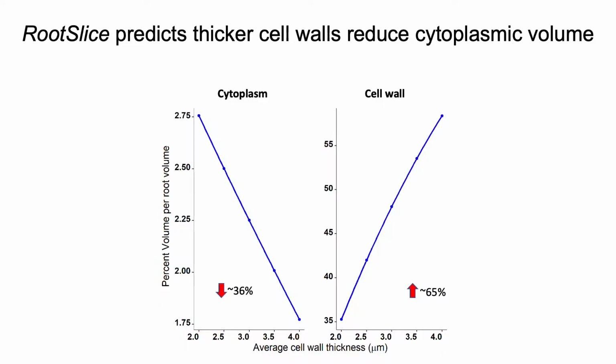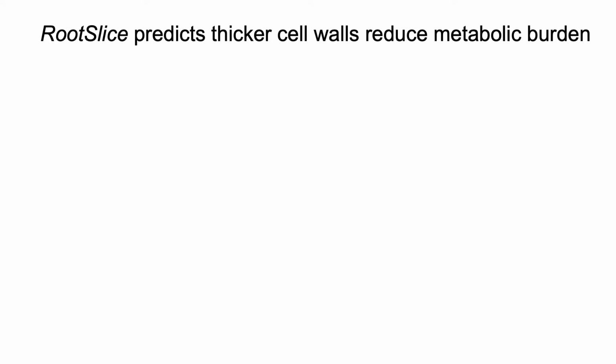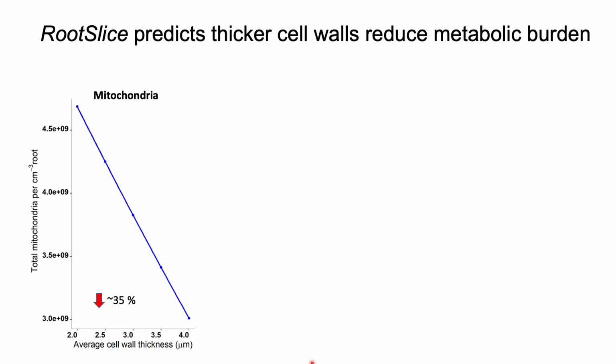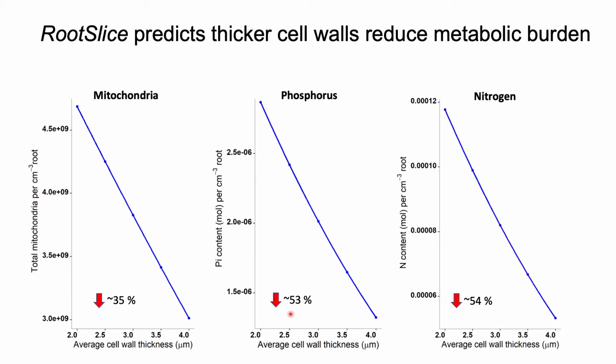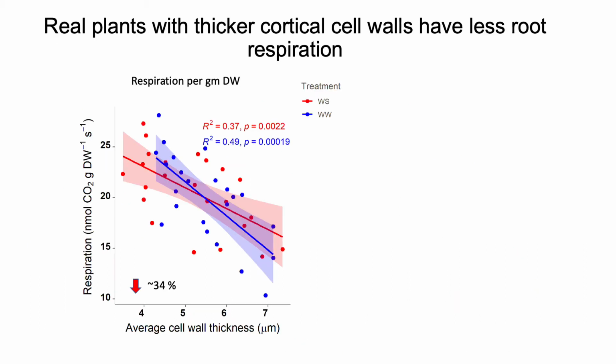Root slice predicts that thicker cell walls will reduce cytoplasmic volume in a root by 36% and increase cell wall content in a root segment by 65%. Root slice predicts that thicker cell walls will reduce mitochondrial density in a root segment by 35%, phosphorus content by 53%, and nitrogen content by 54%. The magnitude of these effects should be significant for soil exploration under resource limitation.